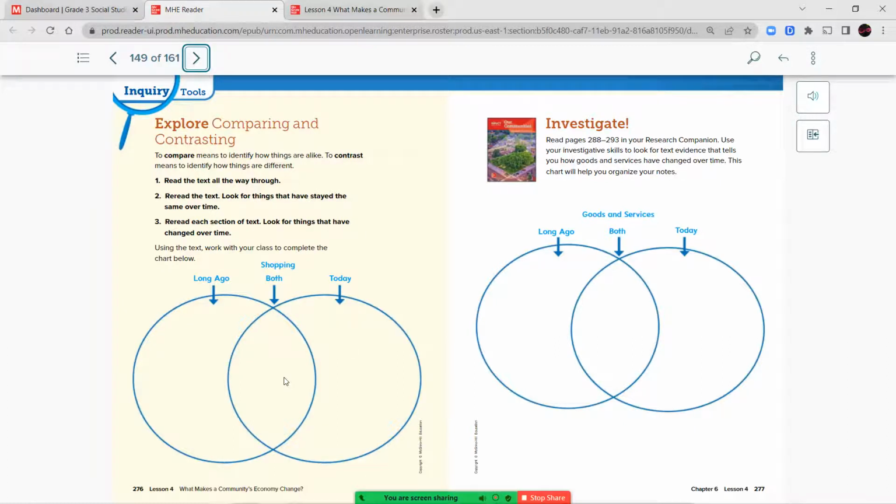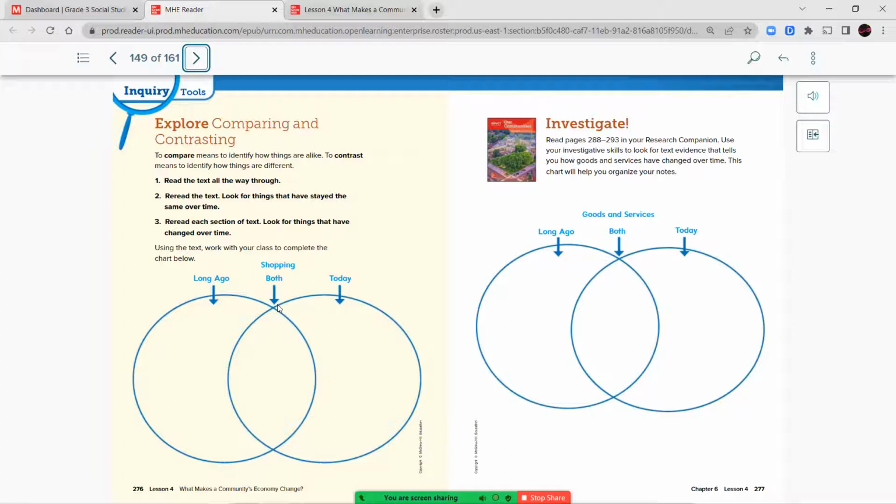Now, what's the same about them? We know that buyers used cash long ago, and they can still use cash today to pay for their goods and services. People still shop in different small stores, and people are still able to walk to stores to get there. So here we were able to look at how shopping was different long ago and today, and what's still the same about both.